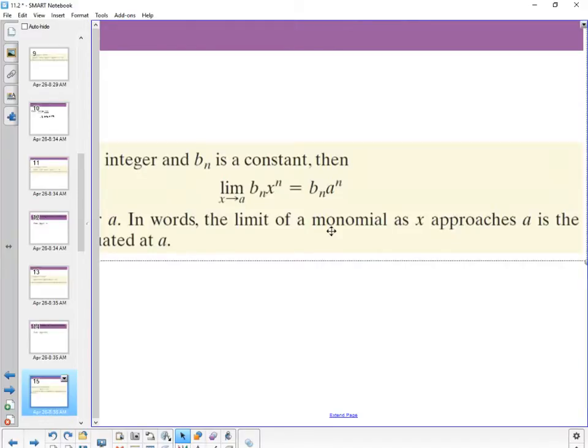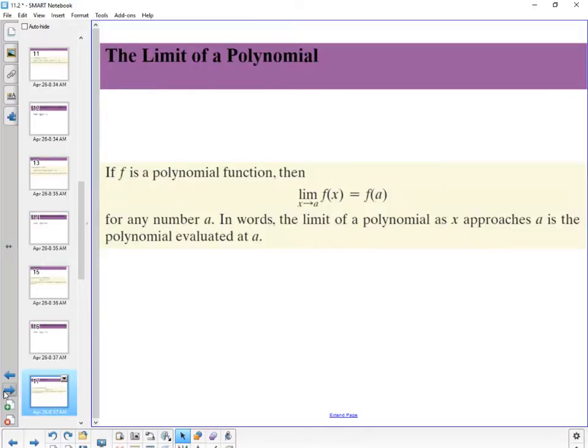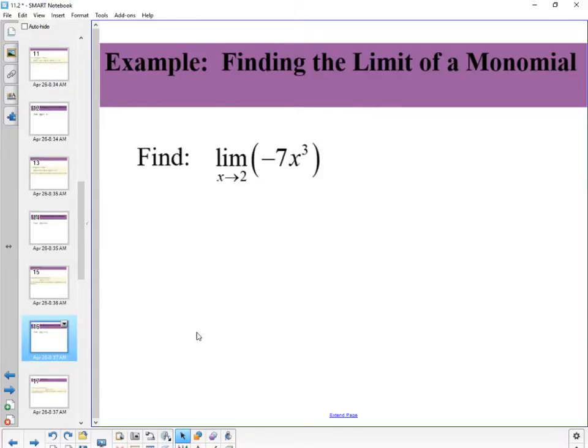So it doesn't matter if it's a monomial, or as the next slide is gonna be, whether it's a binomial, polynomial, whatever it is, just plug it in. It should give you the value. If it's a rational function, then we're gonna have some things to worry about. And we'll talk about that in a second, okay? So, for example, here's this. What's my limit gonna be here?